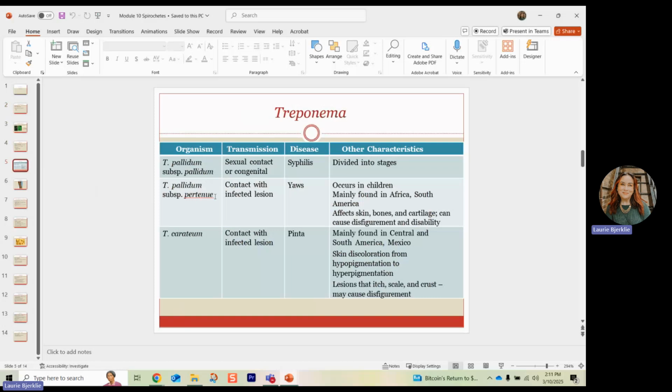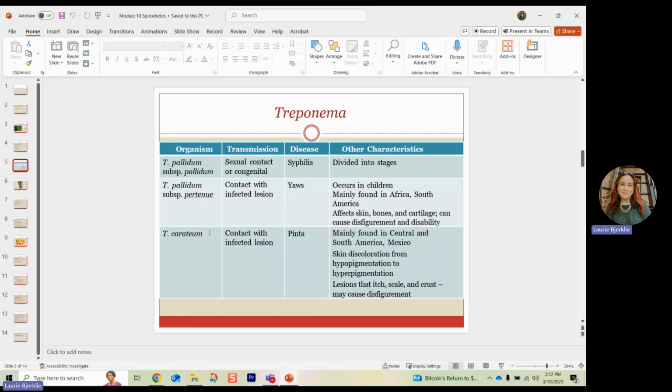Treponema pallidum subspecies pertenue causes the disease considered Yaws. This is contact with an infected lesion, mainly occurring in children in Africa and South America. This can affect the skin, bones, and cartilage, and can cause severe disfigurement and disability.